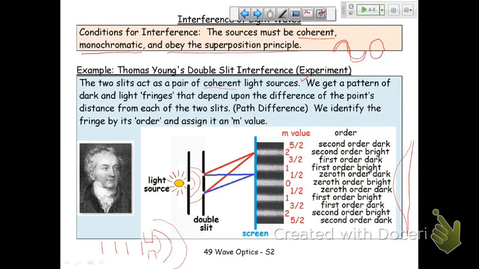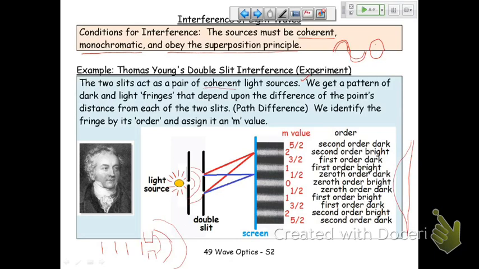We identify the fringe by its order, that's terminology, and we assign a value of m to it. It's the same rules we had before. If the path difference is an even number of half wavelengths, we get constructive interference, which gives us a brightness. And if the path difference is an odd number of half wavelengths, we get destructive interference, which gives us a darkness. Just like with the speakers.